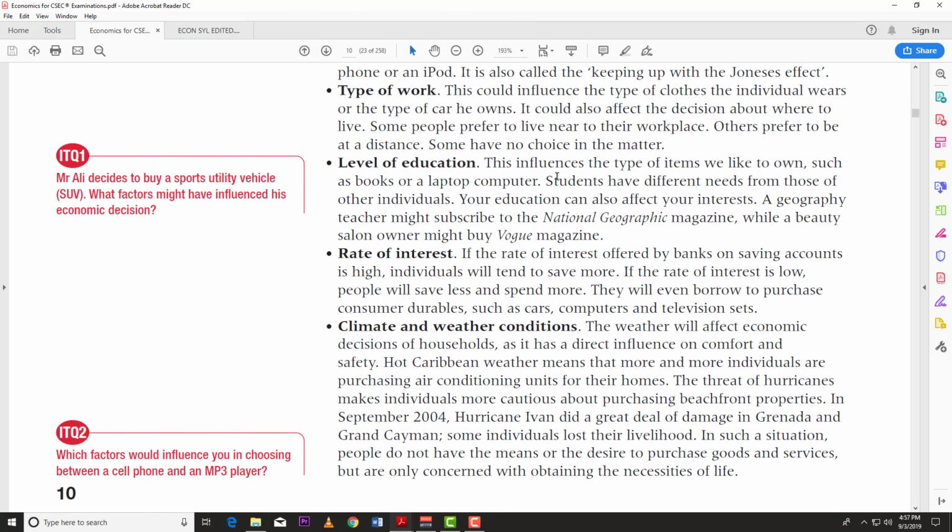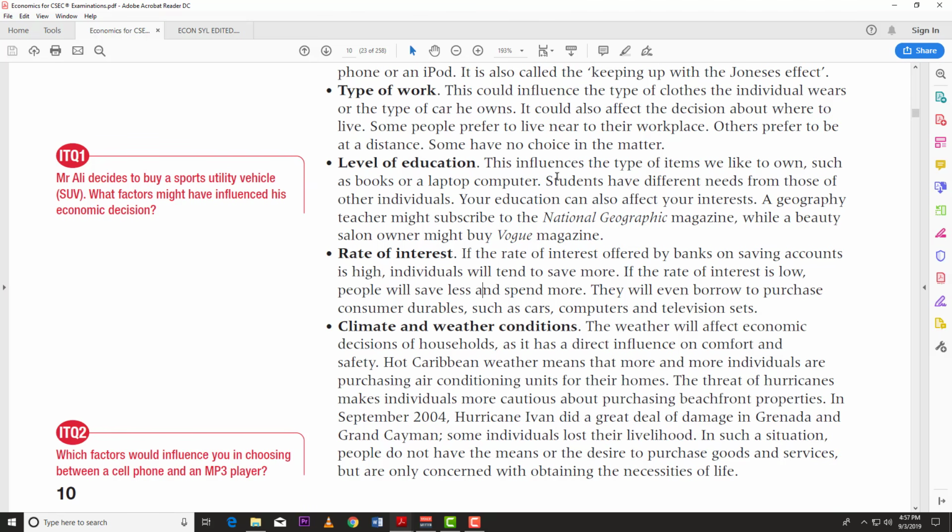But based on your level of education, let's say your master's degree, PhD, whatever, you might feel as though at this level, I'm supposed to have certain things. I'm supposed to be buying certain things. I'm supposed to live a certain way. I'm supposed to dress a certain way, go certain places, go to some bougie party or something like that. So your level of education can influence a whole lot of economic decisions.